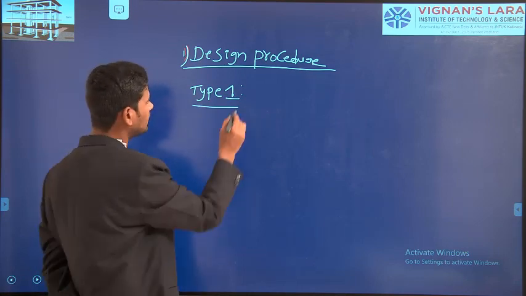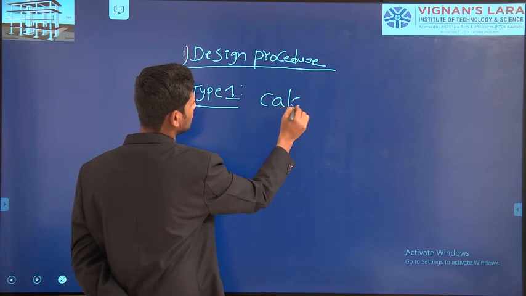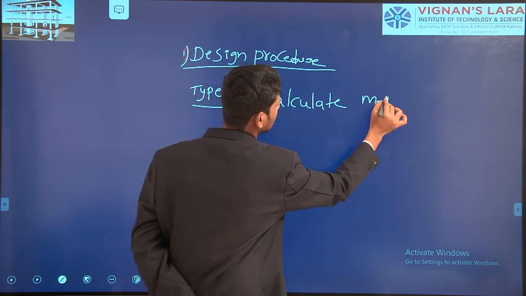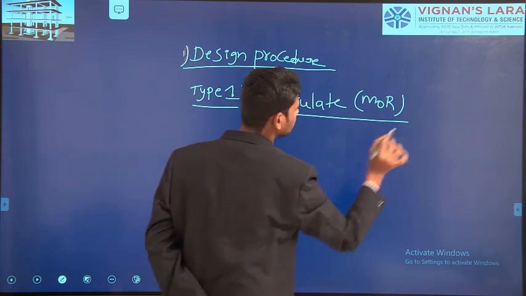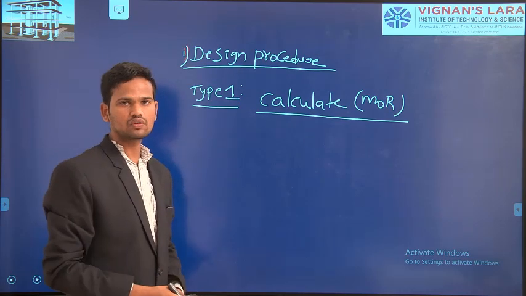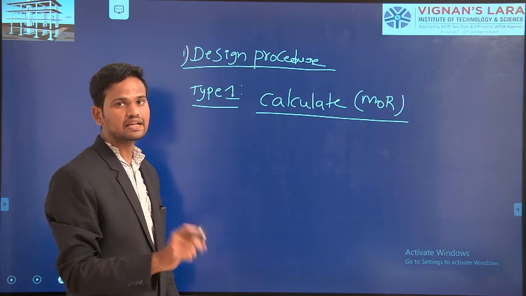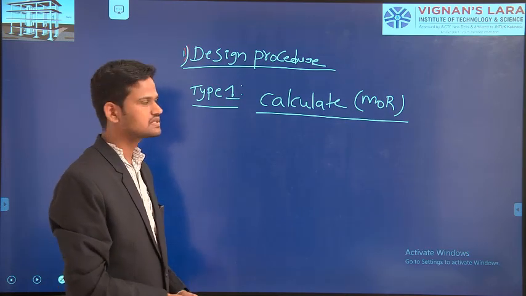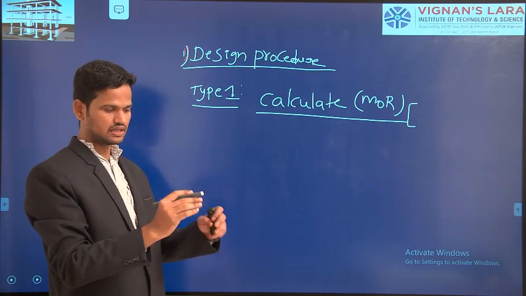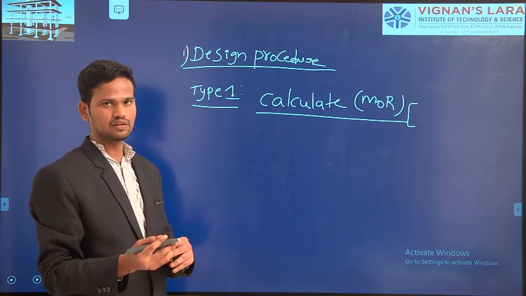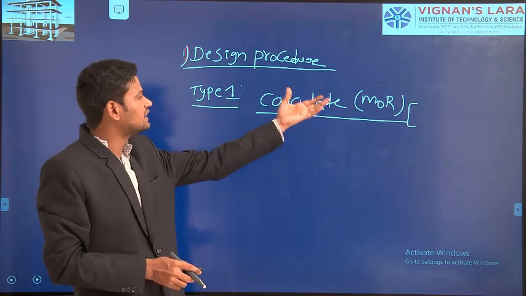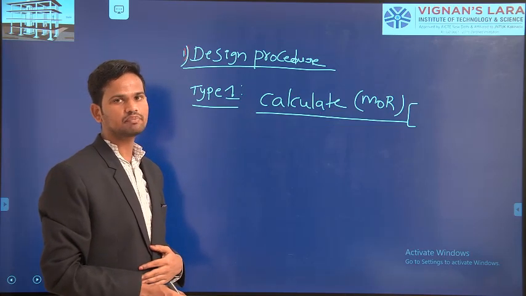The type 1 problem is calculate the moment of resistance. This is the type of question they are going to ask in our examination. They will directly ask to calculate the moment of resistance in compression as well as the moment of resistance in the tension zone. Here they will give all the details of the designed section member: depth, width, length, area of steel bars, grade of concrete, and grade of steel. All these parameters they will give in the question. They will ask only for the moment of resistance for compression and moment of resistance for tension.